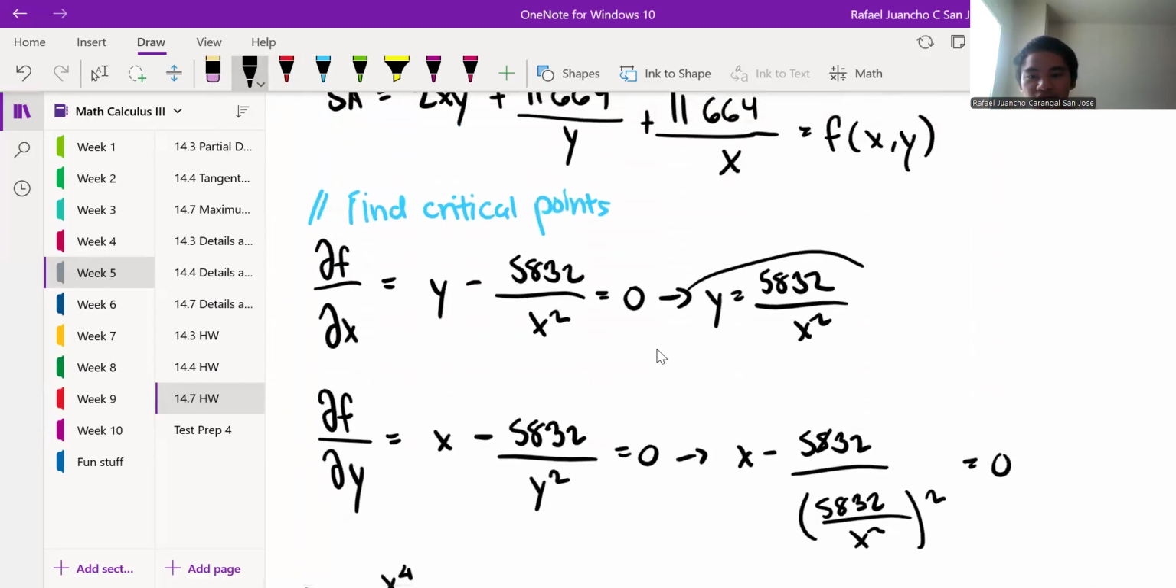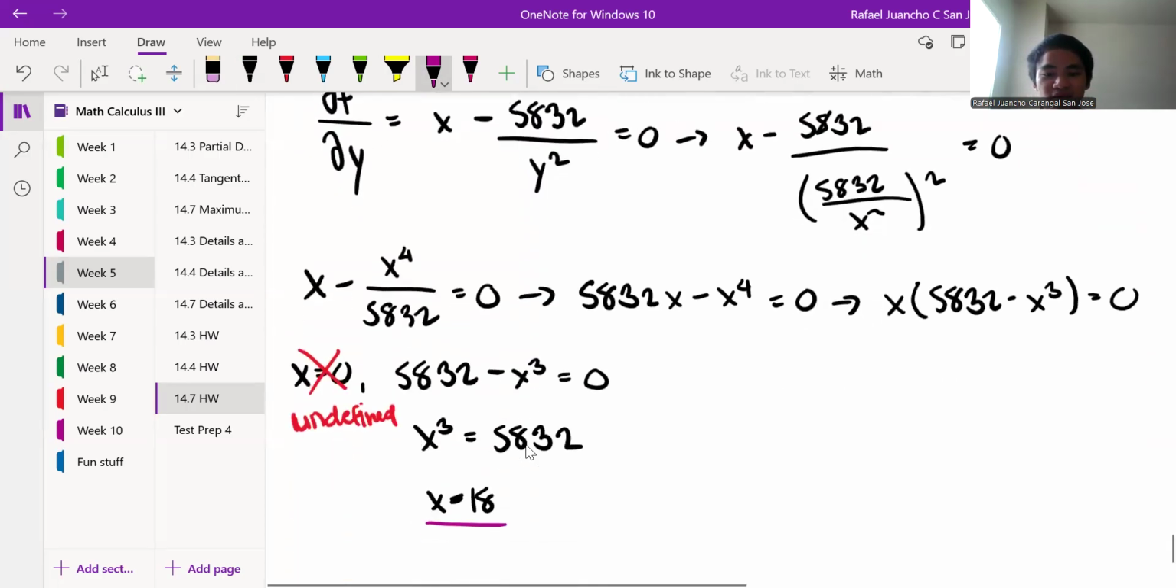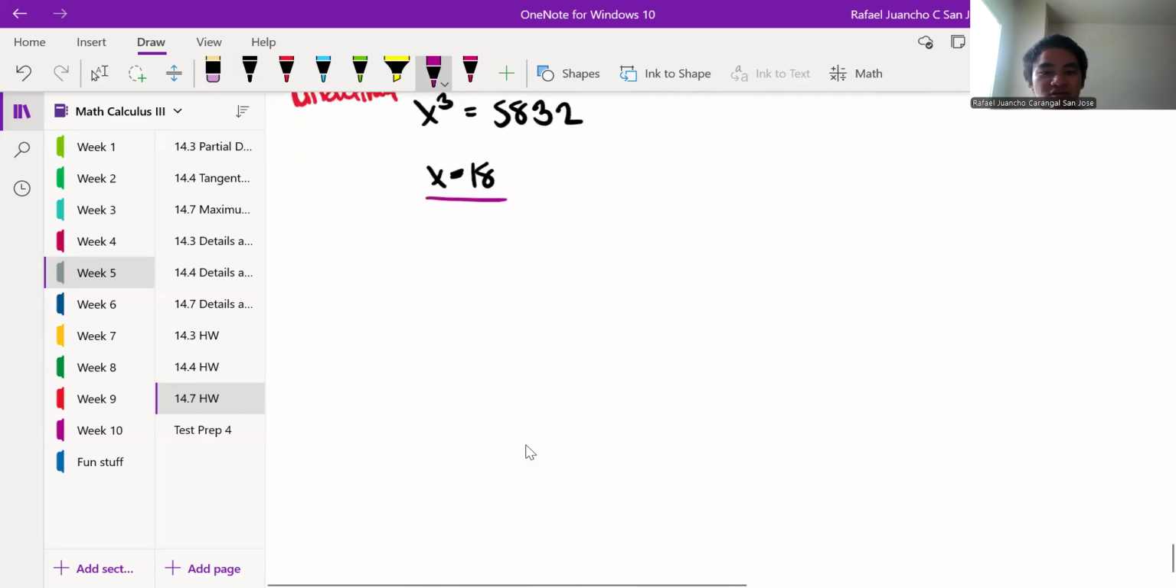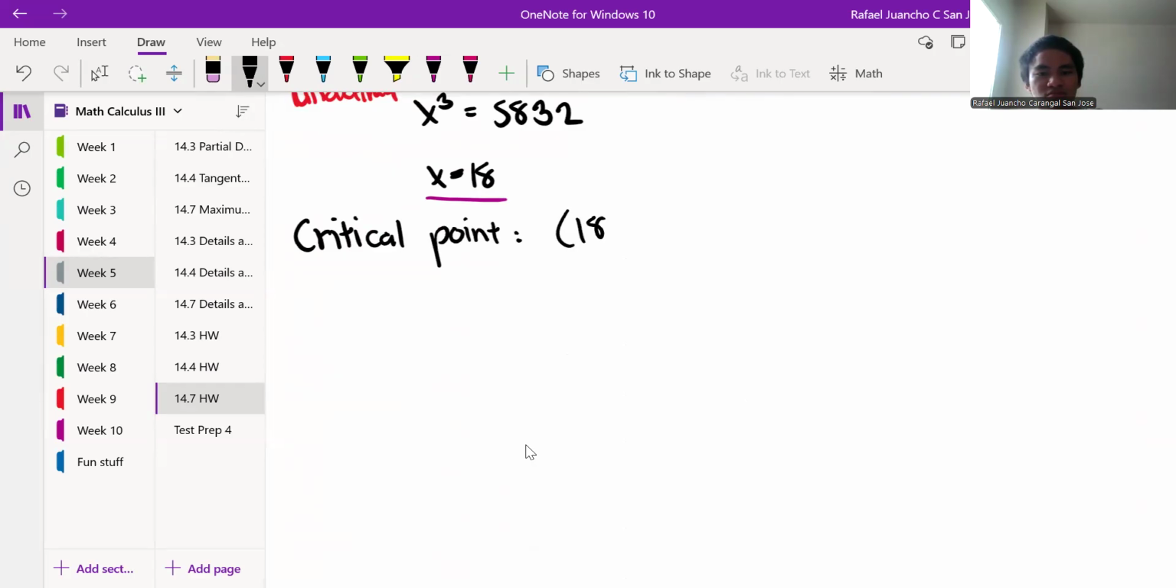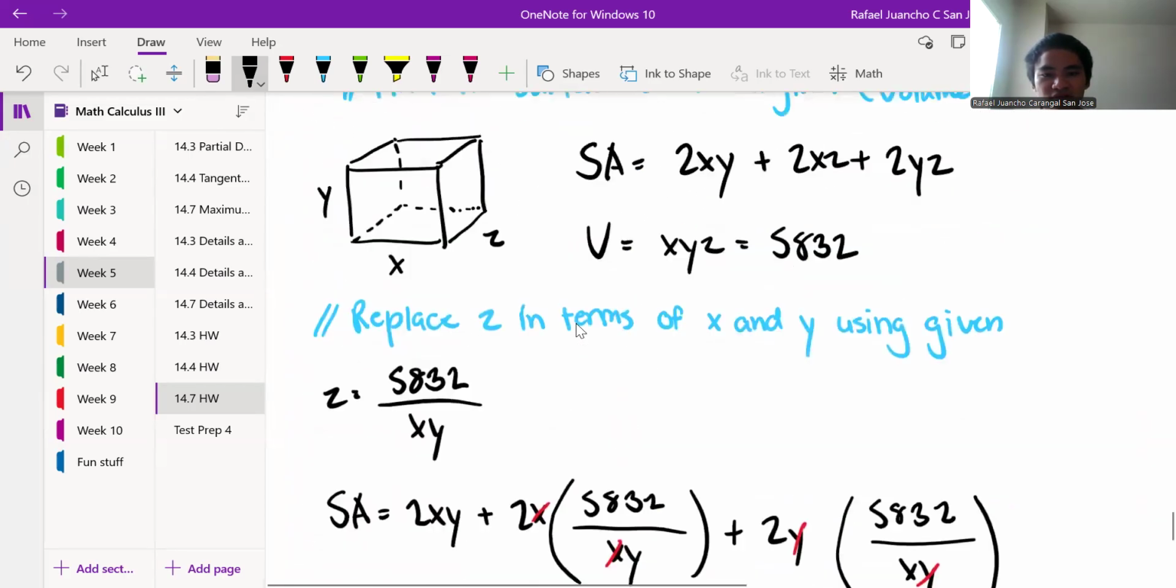And if we do that, well, now I have y is equal to 5832 over 18 squared. 18 squared is 324. 5832 divided by 324 is 18 as well. And so we actually have a solution here, 18, 18. And so that's the critical point. So the critical point is 18, 18. And how do we find our z from there?